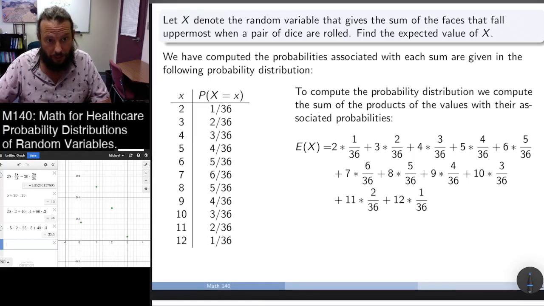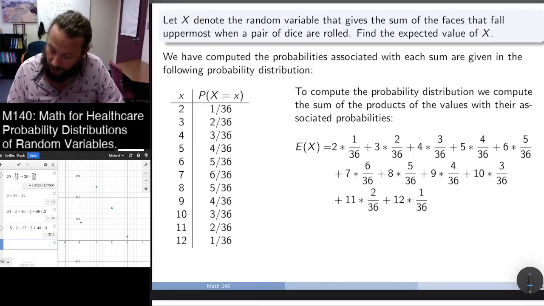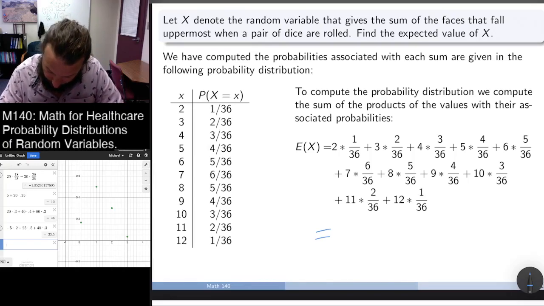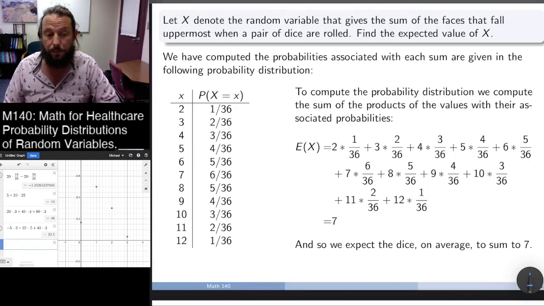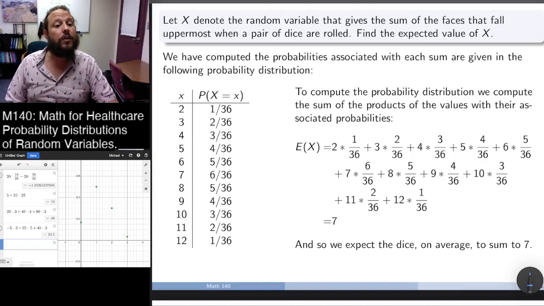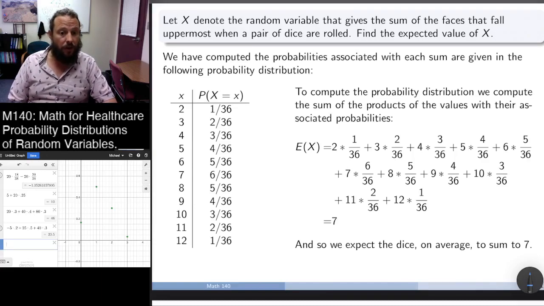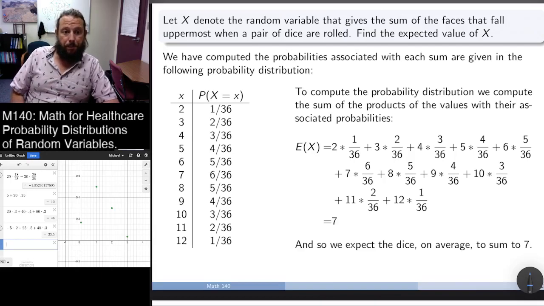This is 2 times 1/36 plus 3 times 2/36, and so on. And that comes out to be, I guess I have it here, 7. And so we expect the dice on average to sum to 7. This is the long run. Again, this is the long run expected value.